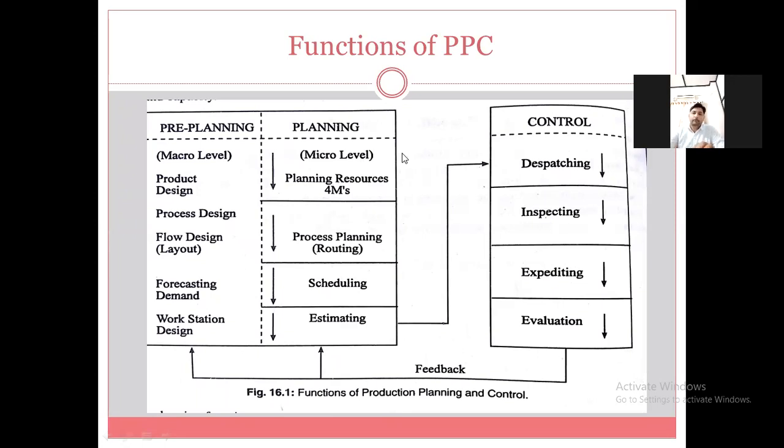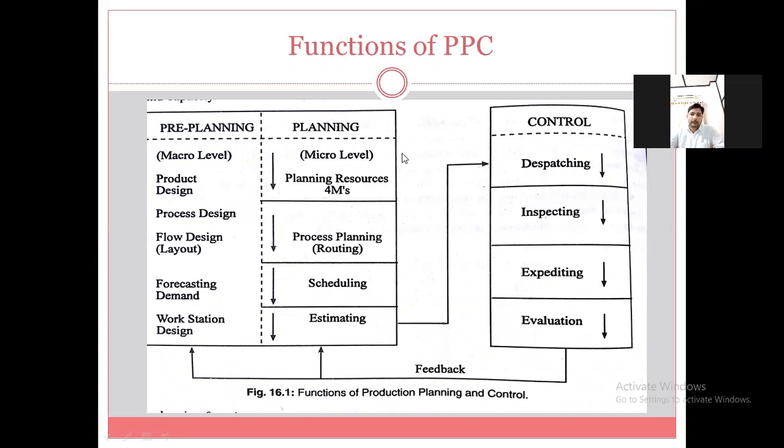Okay, so pre-planning will be considered as macro level planning, or we can say large scope planning. Macro means you are doing large scale planning. And actual planning will be the detailed planning. It will be called micro level planning.